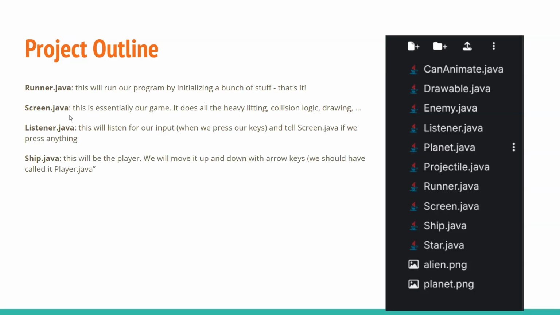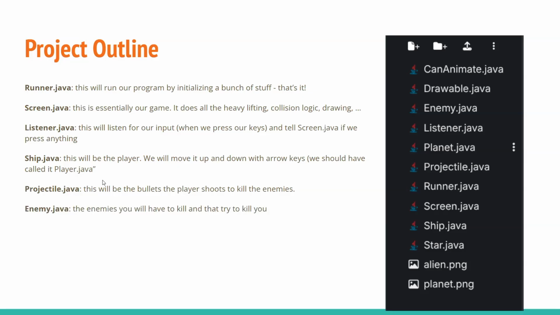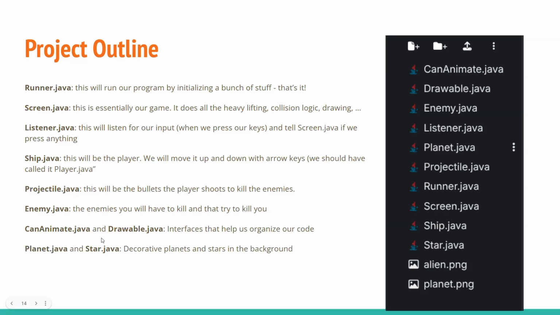Ship.java, that's basically the player. It's what we're going to be moving up and down with arrow keys. Projectile, those are the red bullets I showed you earlier. Enemy.java, the enemies that are going to be spawning and coming at you from the right. CanAnimate.java and Drawable.java are going to be interfaces that I'll explain later, and they basically just help us organize our code. And then the last Java files are Planet.java and Star.java. These are basically just decorative files that are going to allow us to generate that background. And then Planet.png and Alien.png are just going to be images that we're pasting.